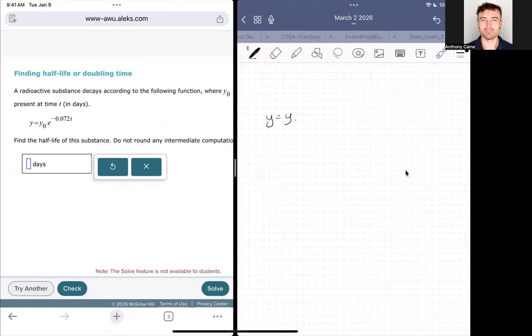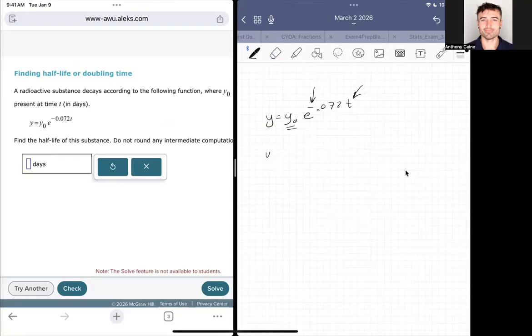Okay, so we have y equals the initial amount, e to the minus 0.072t. We need to find the half-life. So the initial amount, whatever it is, maybe it's 100 grams, maybe it's a kilogram, maybe it's a ton, right? Who knows? Who cares? But some amount of time goes by. And because this is a negative, this is actually like y0 divided by e to the 0.072t. But the point is that as t increases, you're going to get smaller and smaller things out. This is an exponential decay function.